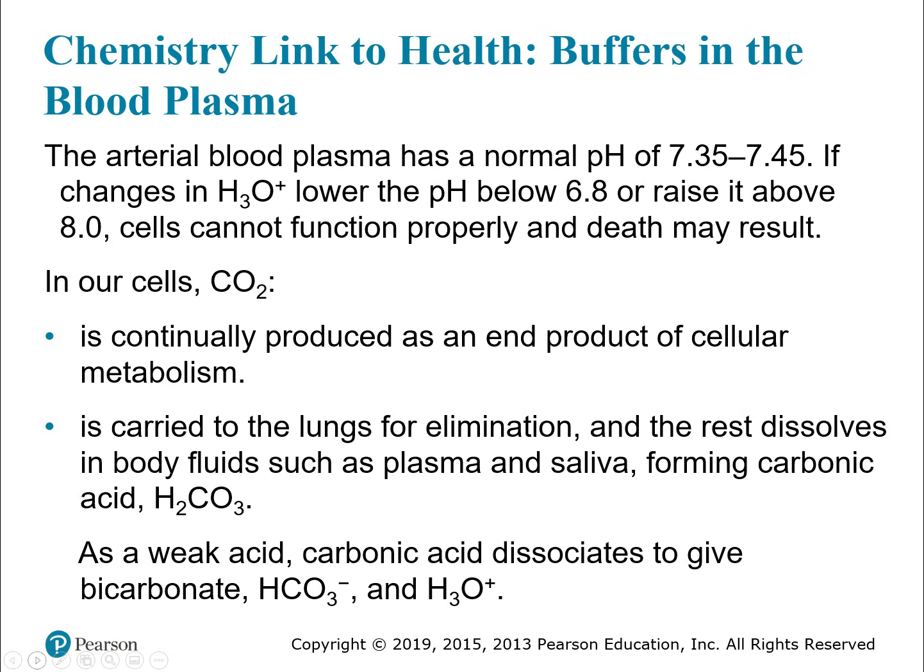To close out this chapter, we're going to talk about the link between buffers and blood plasma. So normally, your blood plasma has a pH of about 7.35 to 7.45. Very small, tight window. If changes occur to lower the pH below 6.8 or raise it above 8, your cells cannot function. So that is fatal.